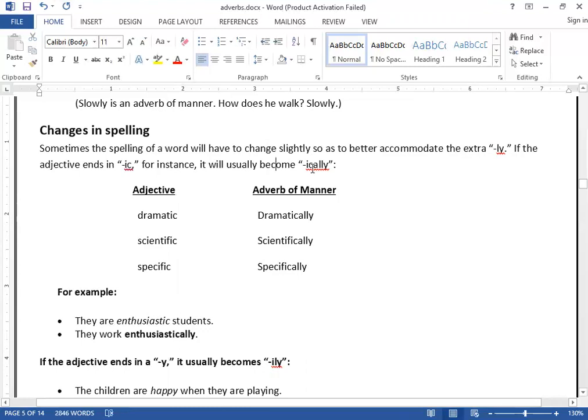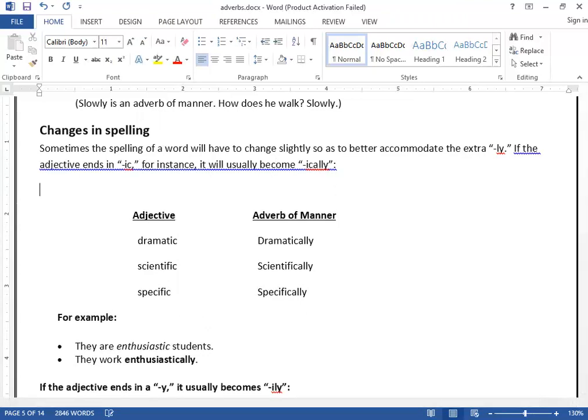Then we will put what? ally. If an adjective ends with ic, then you will put what with this? Clear? ally, not only ly. ally is equal to, then it makes what?